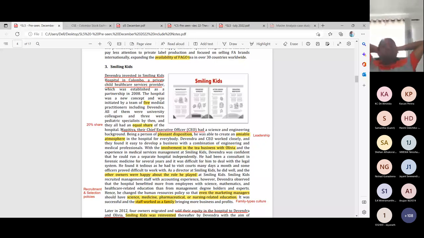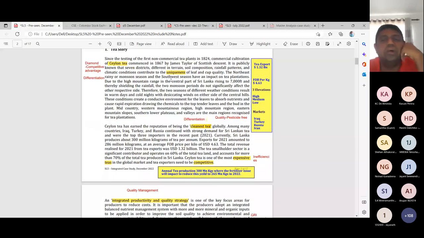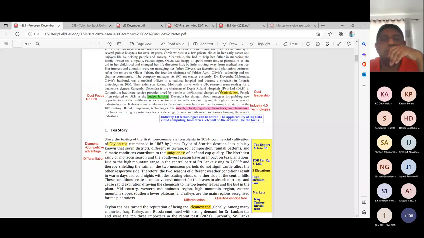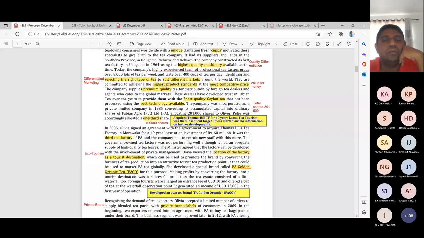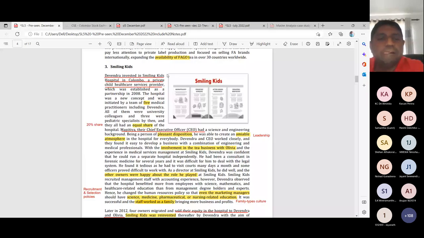Right. Then they started to give information about this Smiling Kid, right? That is the hospital actually, right? Devendra invested in Smiling Kid Hospital in Colombo, a private child healthcare service provider, which was established as a partnership in 2008. Now see, initially they gave some information on what businesses he has, right? So it mentioned that he's the chairman of the Divya Roland Hospital Private Limited in Colombo, right? So that is one. Now they are giving information about this Smiling Kid Hospital also, right? I hope that this is the same hospital they referred to at the beginning, right?